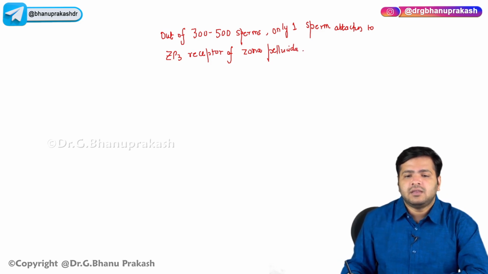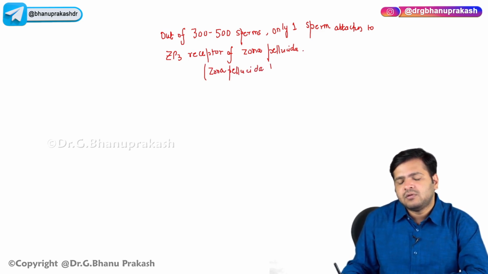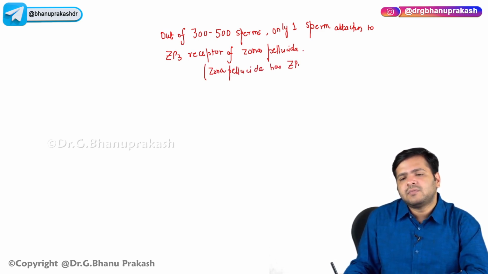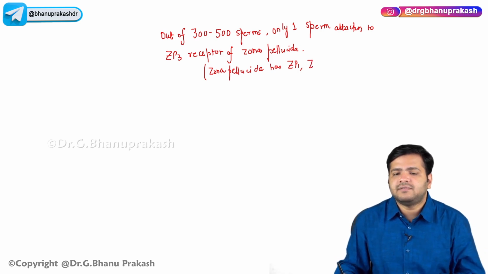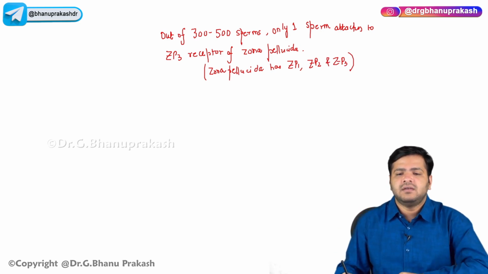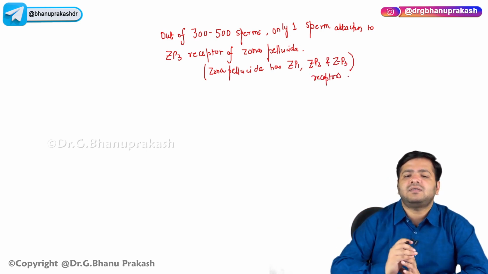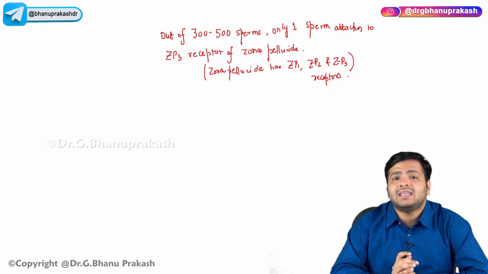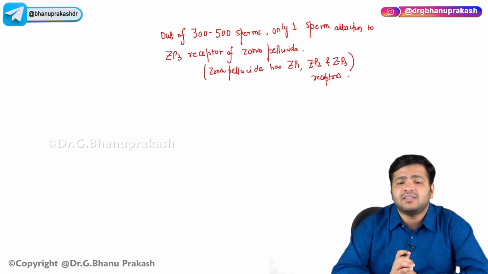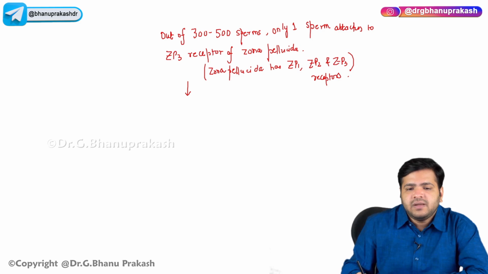You already know the zona pellucida has ZP1, ZP2 and ZP3 receptors, right? Out of these three receptors, the ZP3 receptor is the one on which the sperm will attach, and only one sperm will attach. Now, this sperm will get entry.